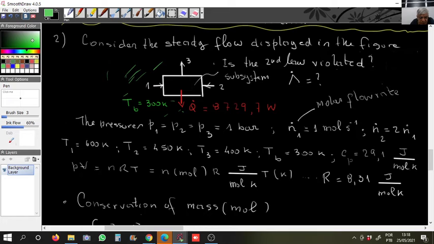So let's do the analogous calculation. But now you see this is not adiabatic, because there is heat flowing out of the system.